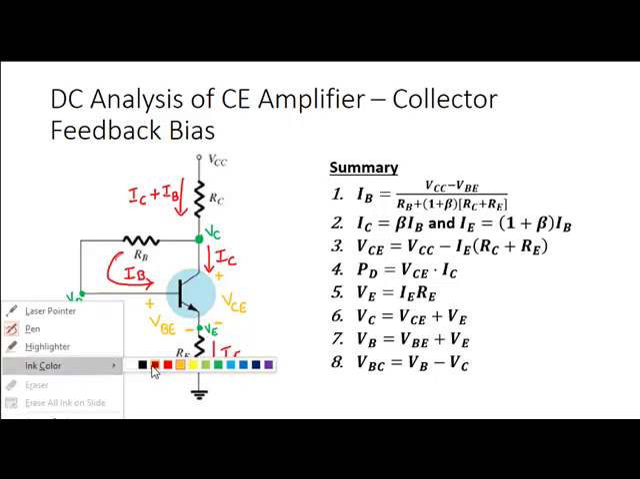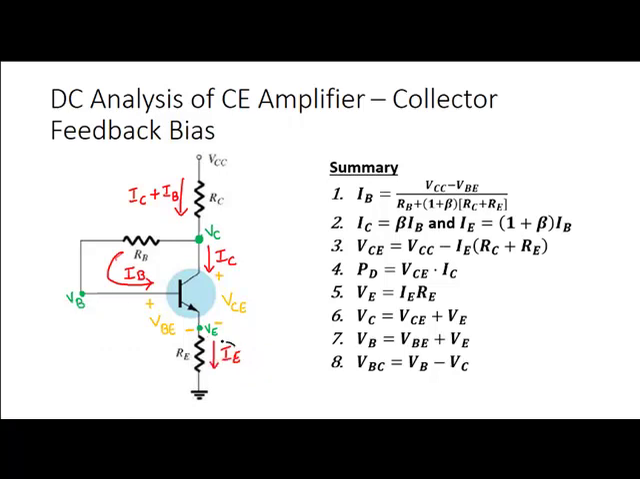If emitter resistance is made 0, for example, if this resistance is made equal to 0, that means this emitter terminal is directly connected to the ground. That means we don't want voltage feedback in our amplifier circuit. Then this VE will become 0. VC will be same as VCE and VB will be same as VBE. So wherever you find RE, you need to replace that RE with 0, and expression remains the same.